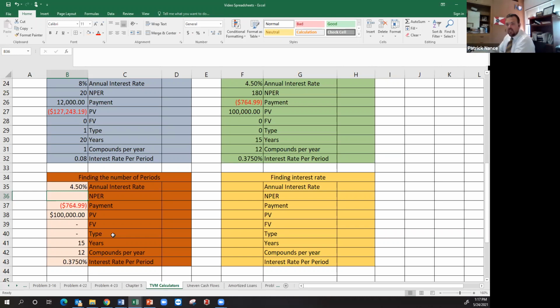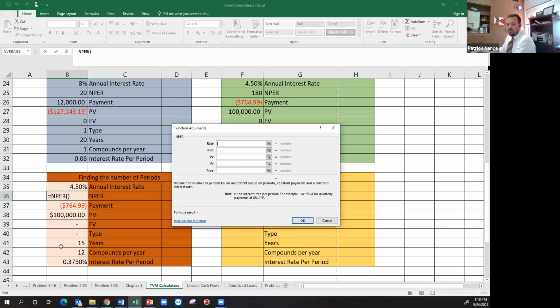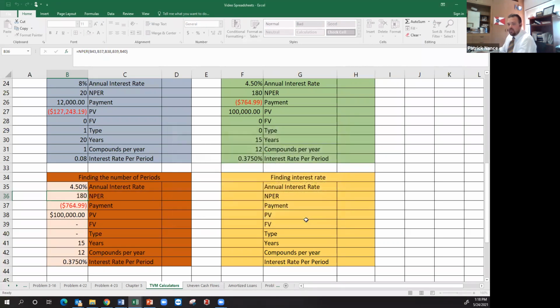So if I type in equals NPER, open parenthesis, you'll notice we're going to use all the same variables we used before. Interest rate per period, payment, present value, future value, and type. By the way, if you're typing these in, you put commas in between each one. I'm just doing it this way to find what my number of periods are. The answer is 180.